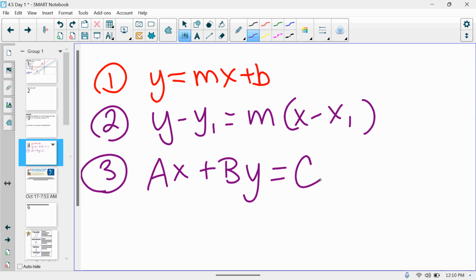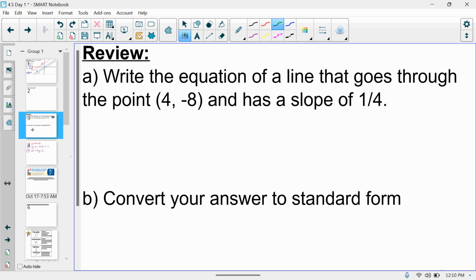Sometimes it depends on what we know. Like if we know the slope and the y-intercept of the equation, we usually use this formula, right? If we don't know the y-intercept, we could still use this formula, but we had to find the y-intercept if we don't know it, okay? Sometimes we use this formula instead. It just depends on what we know. So look at this review question.